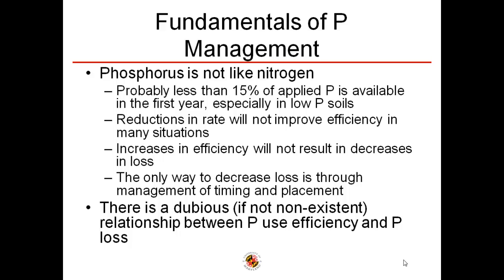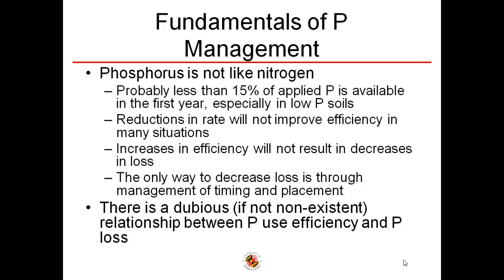Phosphorus use efficiency, the percentage of my phosphorus fertilizer that gets into the crop, has a dubious if non-existent relationship with environmental loss. And the prime example of this on a macro scale is, do you know what region in the United States has the highest phosphorus use efficiency in the United States? Guess. Anyone in the audience? No? I'm deaf. You got to yell. The North Central Plains. Do you know what region, according to the EPA, has the highest phosphorus loss to surface waters? The North Central Plains. So phosphorus use efficiency does not equate to environmental protection of that phosphorus.